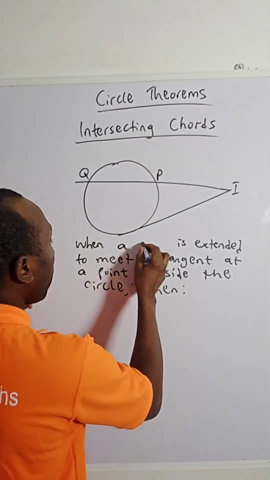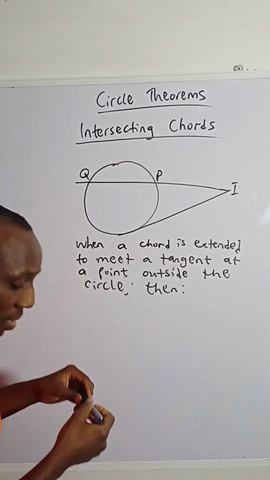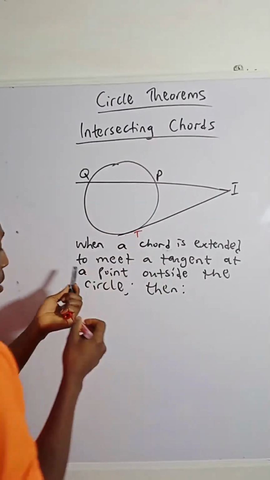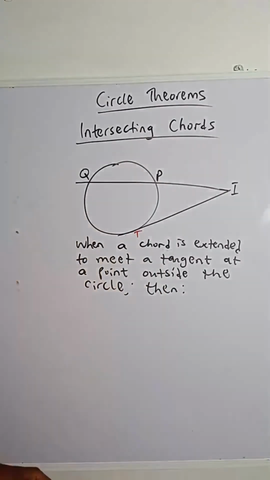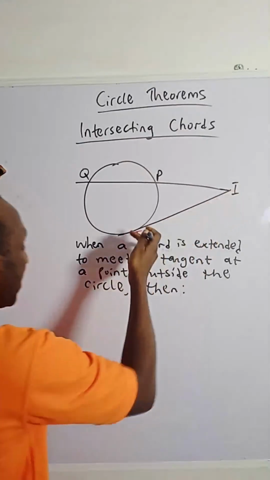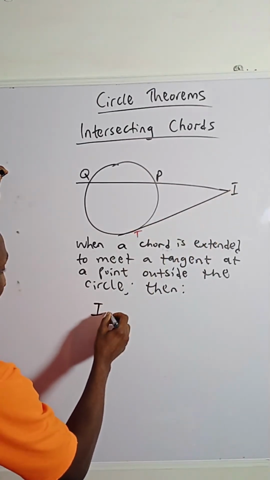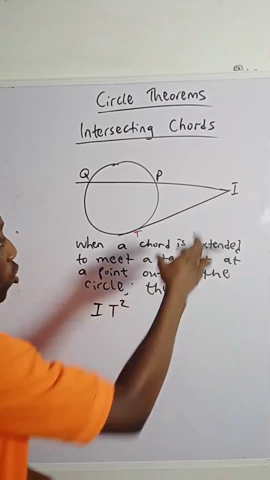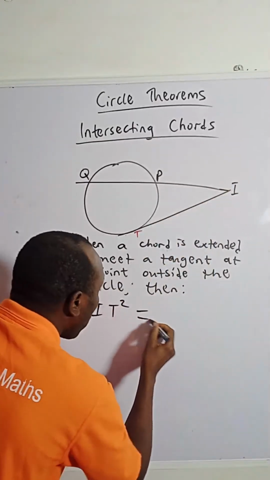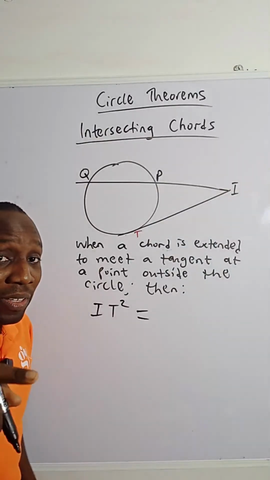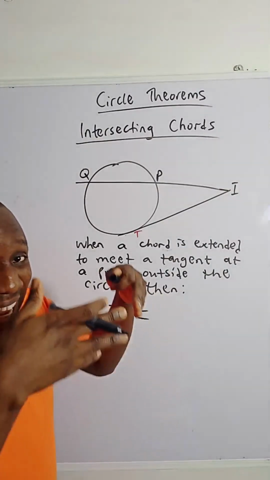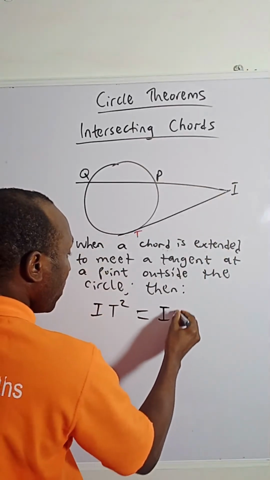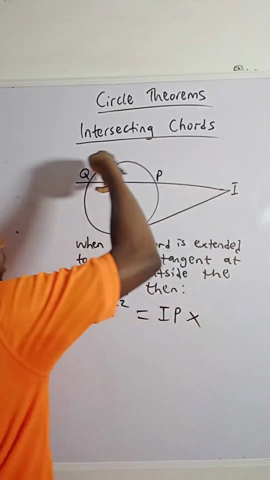When a chord is extended, so this is T, this is the point. So what do you have if you have something like this? IT, then IT squared, from I to T, you square it. You square the tangent is equal to what we did when we talked about secants, two secants intersecting outside the circle. So you do IP times IQ.